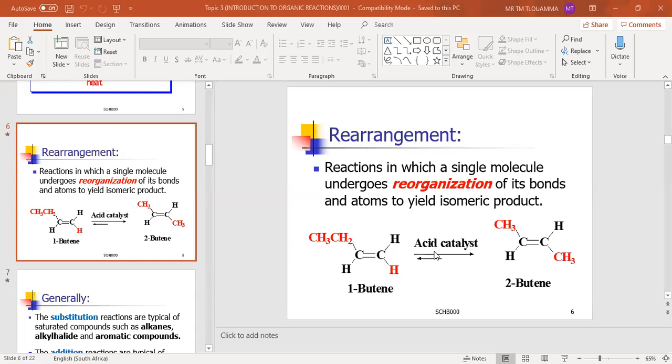If again we have a longer arrow, it means the reaction will take place at a faster rate. I think so.